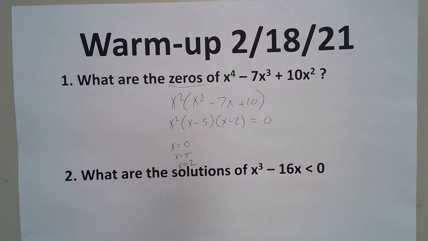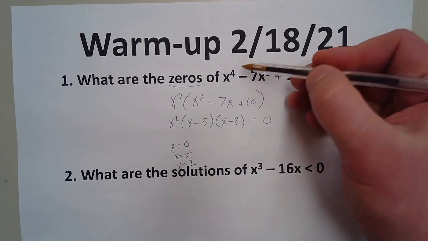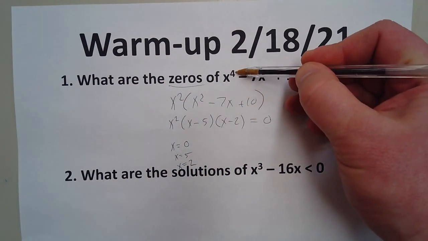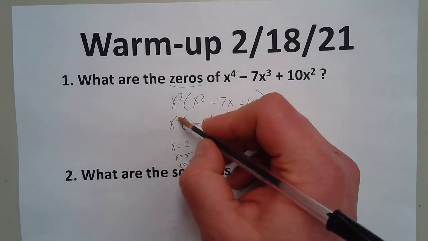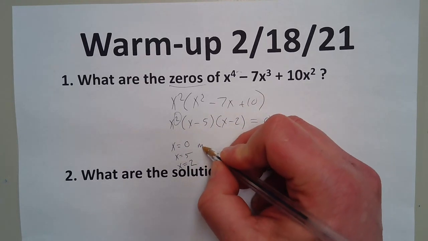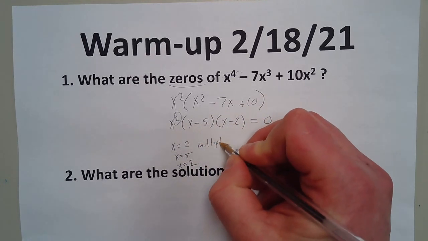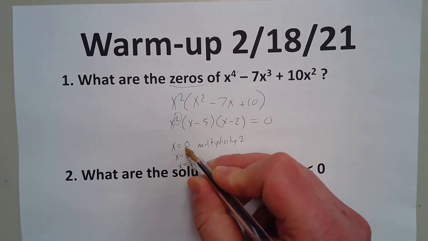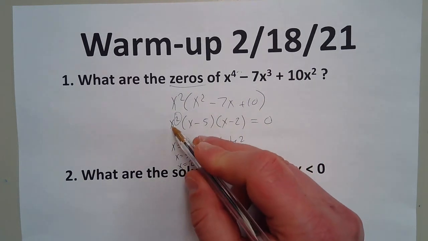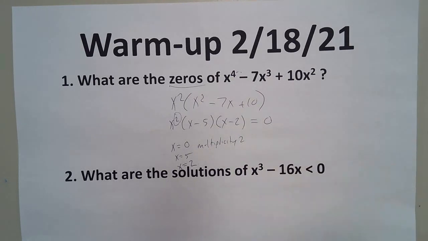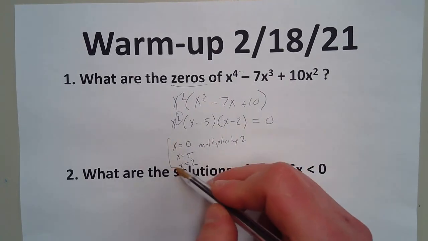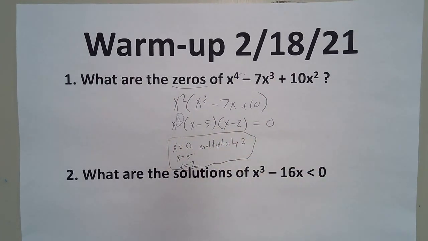Now you might look at this and be like, wait, there's a problem here. This is to the 4th power, which means there should have been 4 zeros, but I only had 3. The reason I only had 3 is one of them has multiplicity 2. So this 0 of 0 actually appears twice. It's like, because you have x times x minus 5 times x minus 2. So there are actually 4 zeros or 4 solutions to that problem. So something to keep in mind.